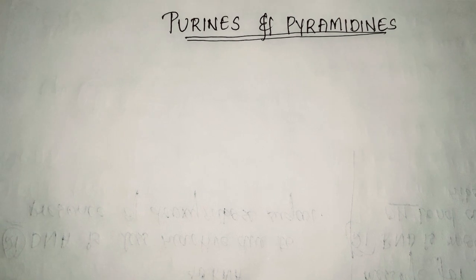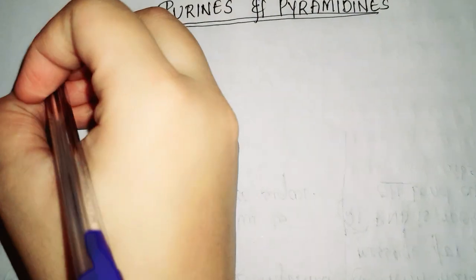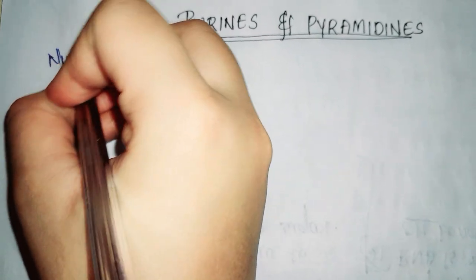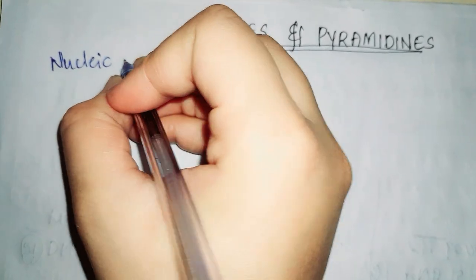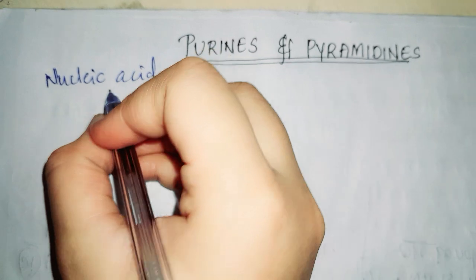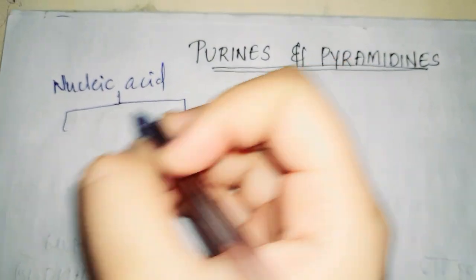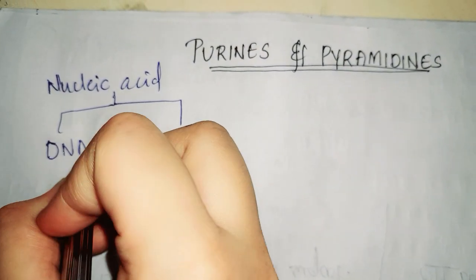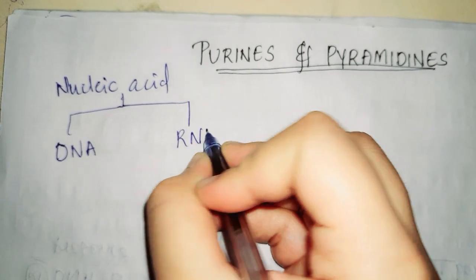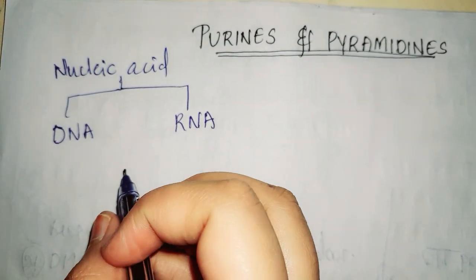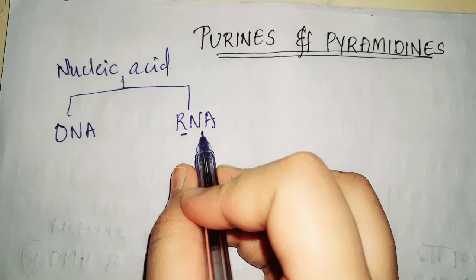Everyone knows that nucleic acids are of two major types, and those we know are DNA and RNA. DNA means deoxyribonucleic acid, and this is ribonucleic acid.